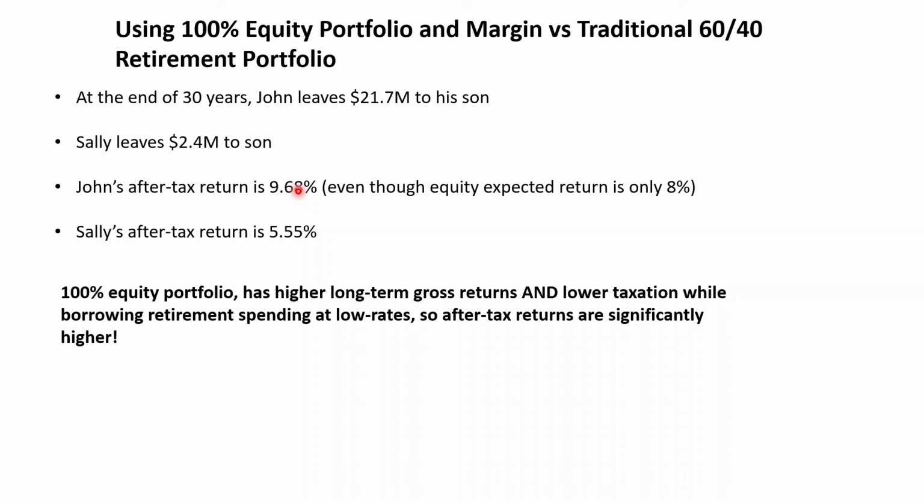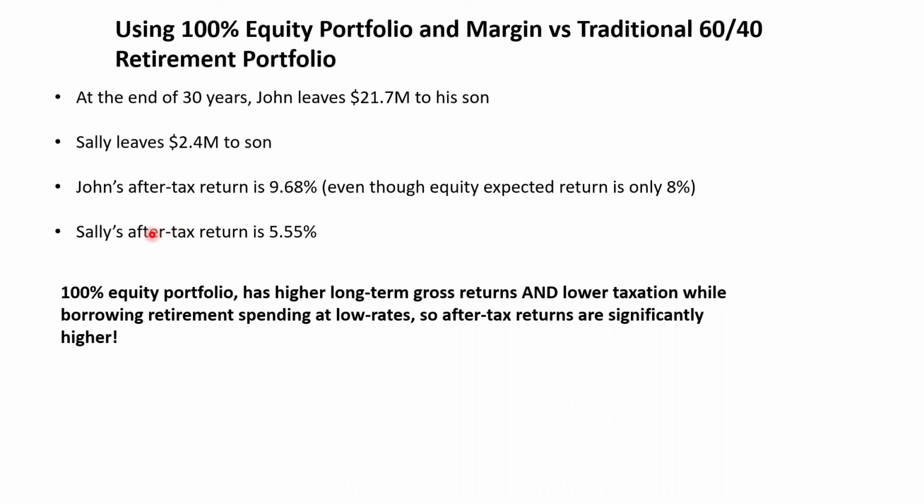So you might be saying, wait a minute, Rajiv, it was a 100% equity portfolio, but that was only earning 8%. So how is his after-tax return 9.68%? And the reason is that he was borrowing against it at 2%, right? By borrowing against it, it allowed him to utilize the benefit of leverage, and tax deferral. We talked about the benefit of tax deferral, of not having that 8% be taxed as it compounds.